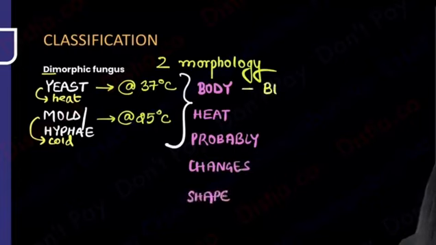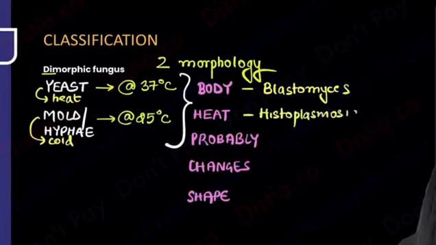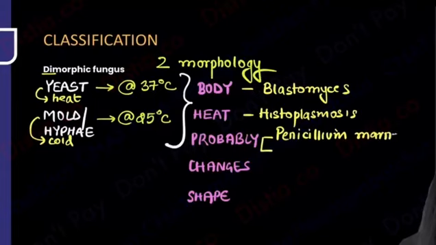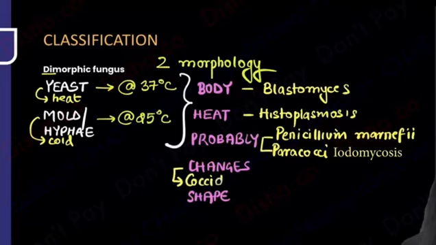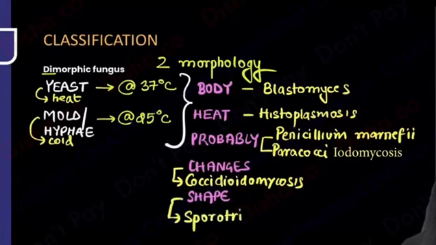So B stands for blastomyces. H stands for histoplasma or histoplasmosis. P is going to actually have two things. P is going to be Penicillium marneffei. P is also for paracoccidioidomycosis. Next one, the C. The C is going to be for coccidioidomycosis. And lastly, the S that we have is for sporotrichosis. So let's do a recap over here, guys.